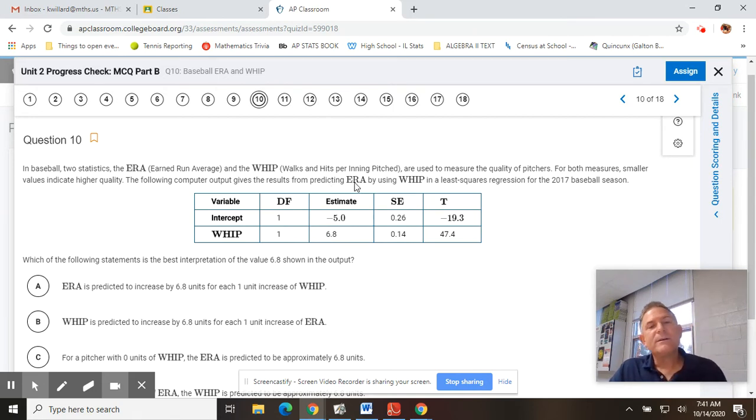Here's the deal. Remember, based on our model, we predict that for every change of 1 in the x value, and x is WHIP, so every increase of 1 in WHIP, there tends to be an increase of 6.8 in ERA. That's this one right here: ERA is predicted to increase by 6.8 for every 1 unit increase in WHIP. So that one was A. Let's do 11.